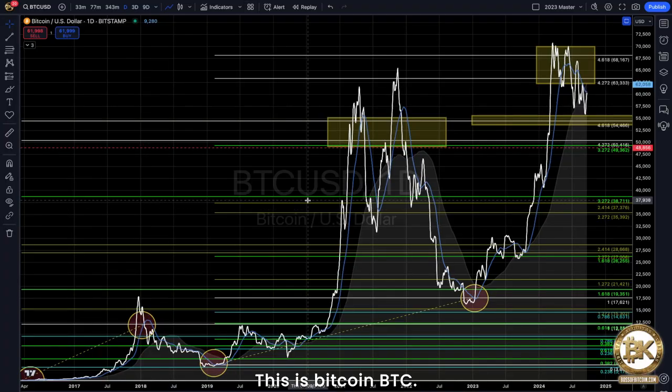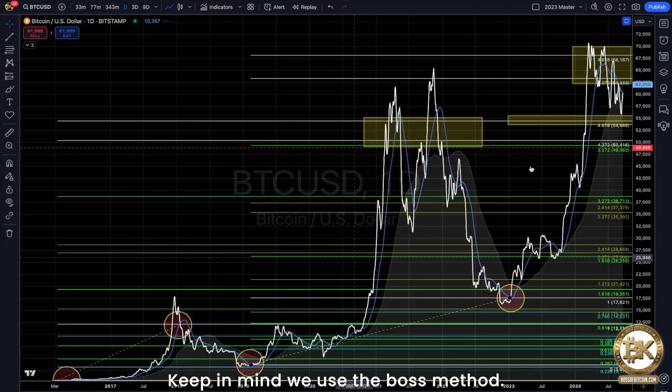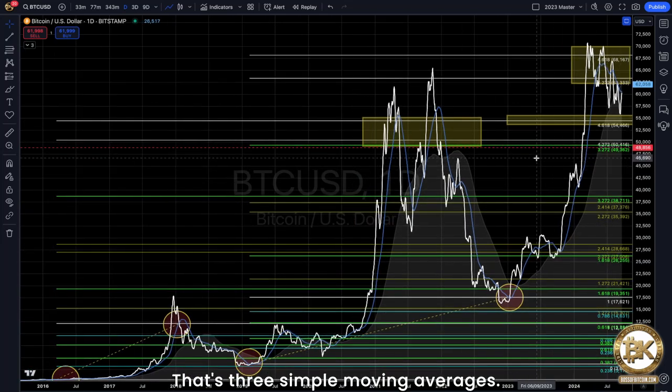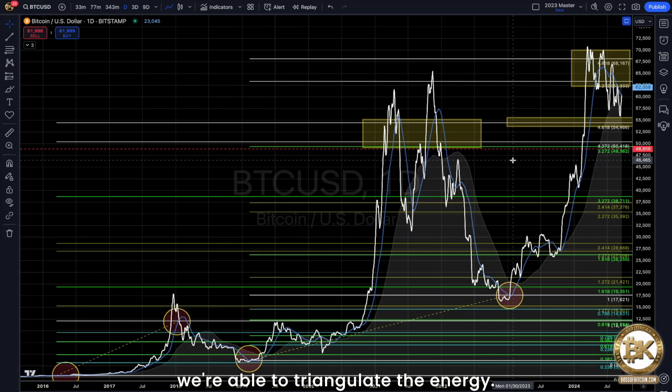This is Bitcoin BTC to the USD. This is a daily. Keep in mind we use the boss method. That's 3 simple moving averages, a fast, a slow, and a medium. And between the 3 of them, we're able to triangulate the energy.